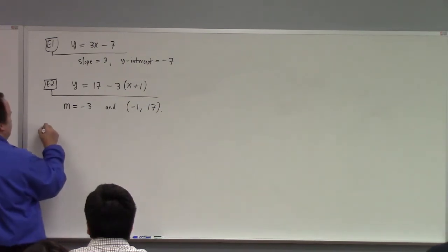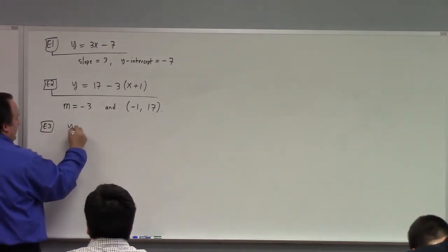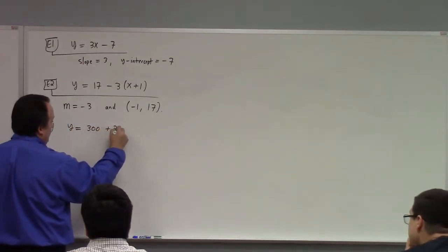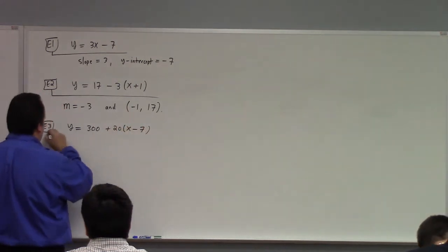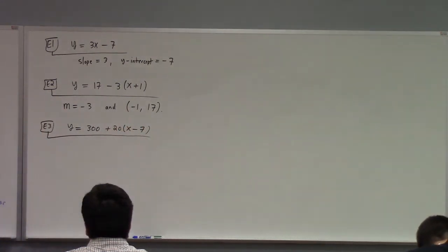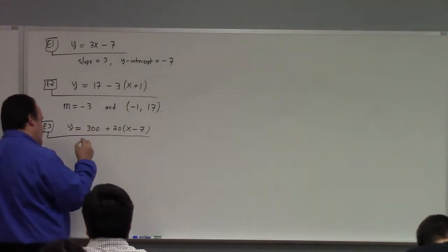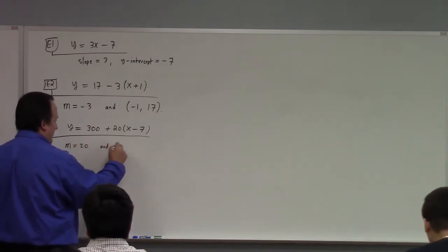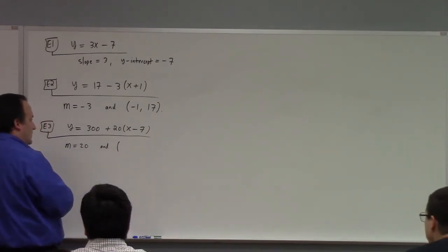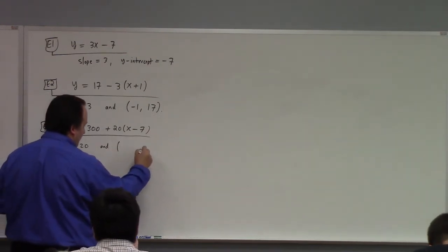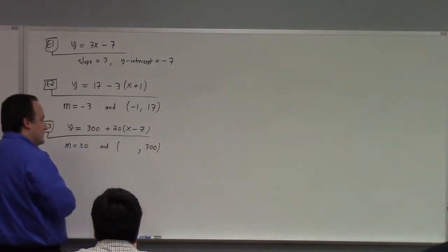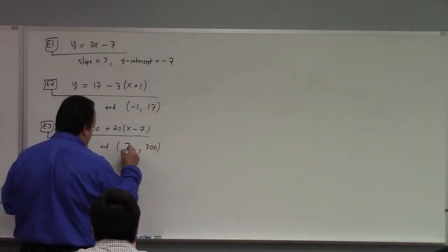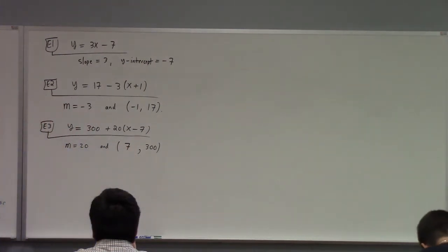Let's do another. Y equals 300 plus 20 times x minus 7. Again, what is the slope and what's a point on this line? Slope is 20. And what's the point? So 300 is the y part, right? So what was the x part? 7. Oh, 7. Okay. Sorry, my ears are playing tricks on me. Yep. So that has that slope and it has that point.